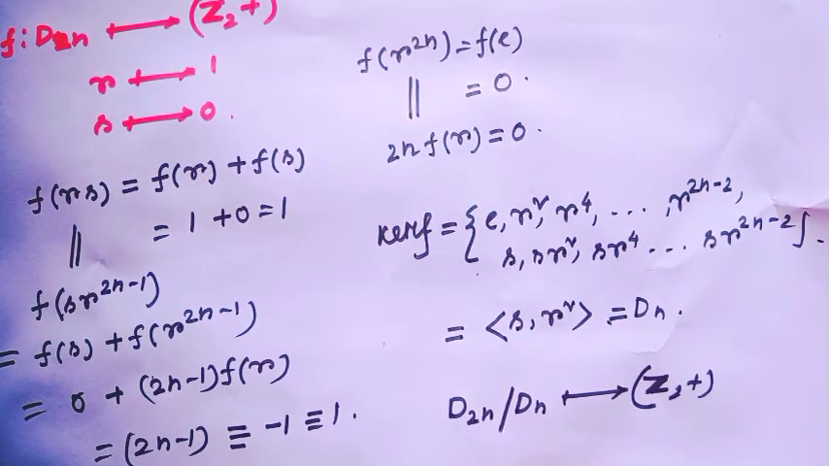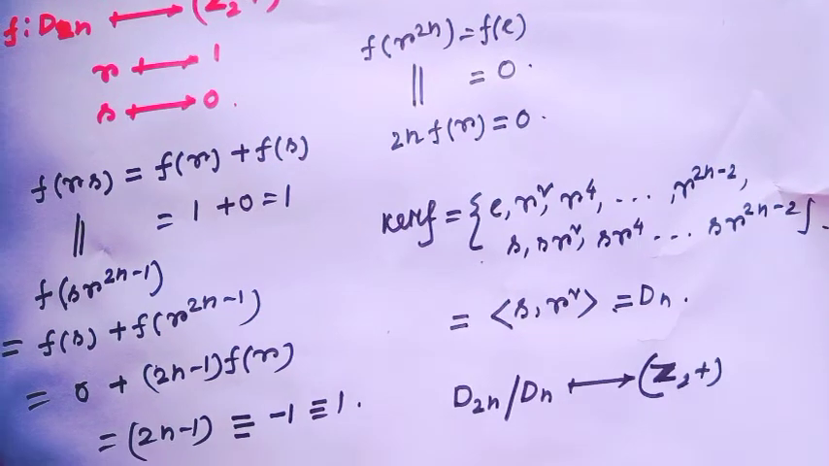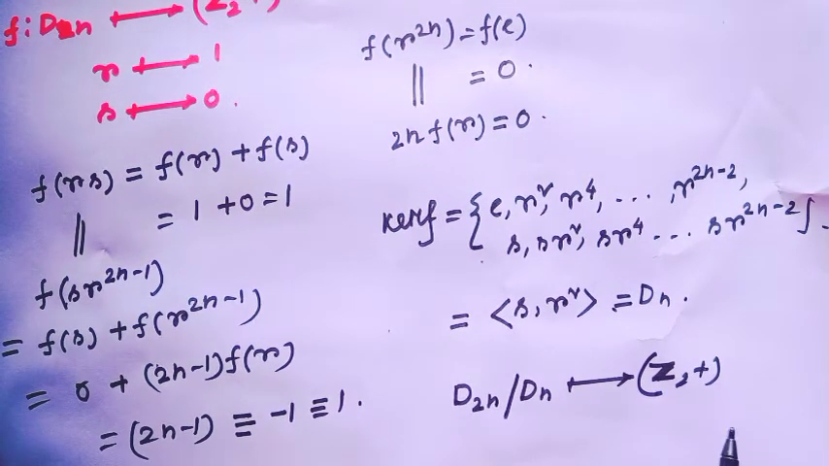Are you getting it? And here Z2, because this mapping is onto, for all rotations and all reflections, this will be satisfied. So here the Z2 under addition.